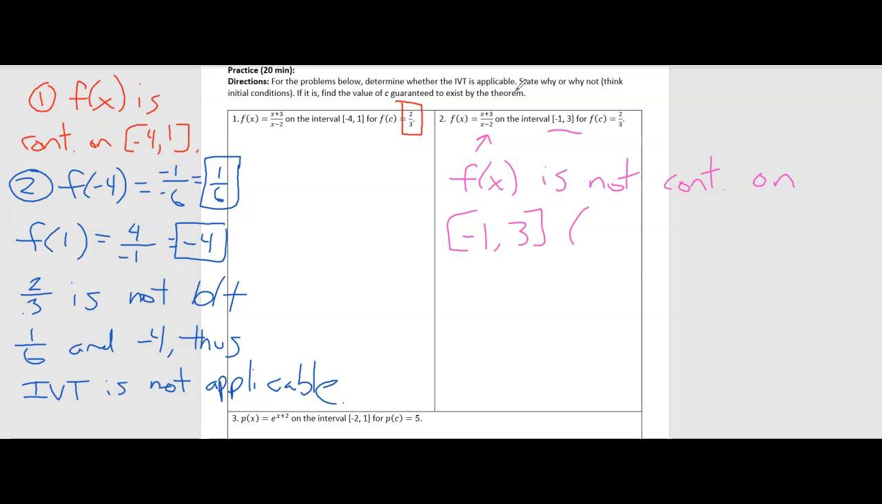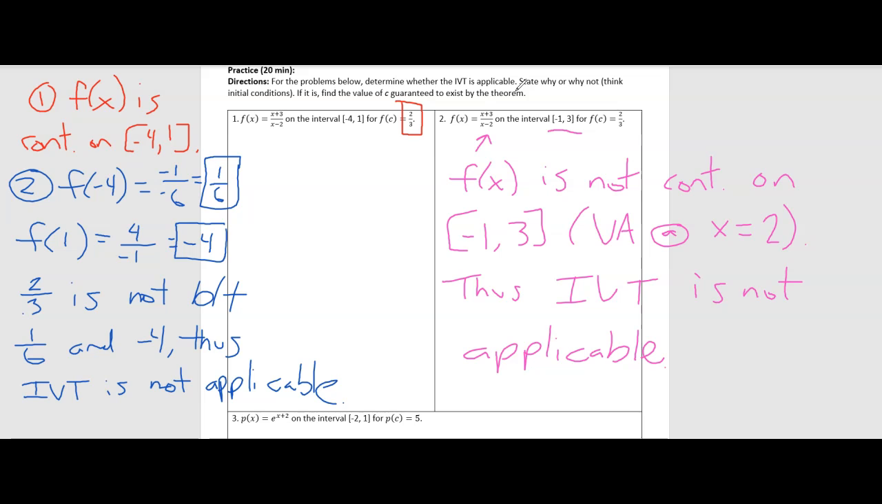You can put in parentheses vertical asymptote at x equals 2. Thus, IVT is not applicable. And again, we don't have to go any further. If it fails one of the initial conditions, it doesn't matter whether it passes or fails the other one. We can't use the theorem.